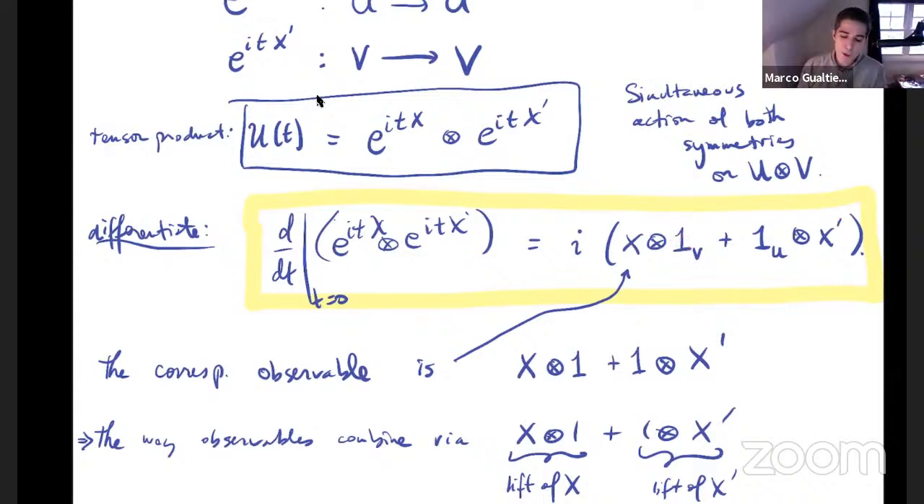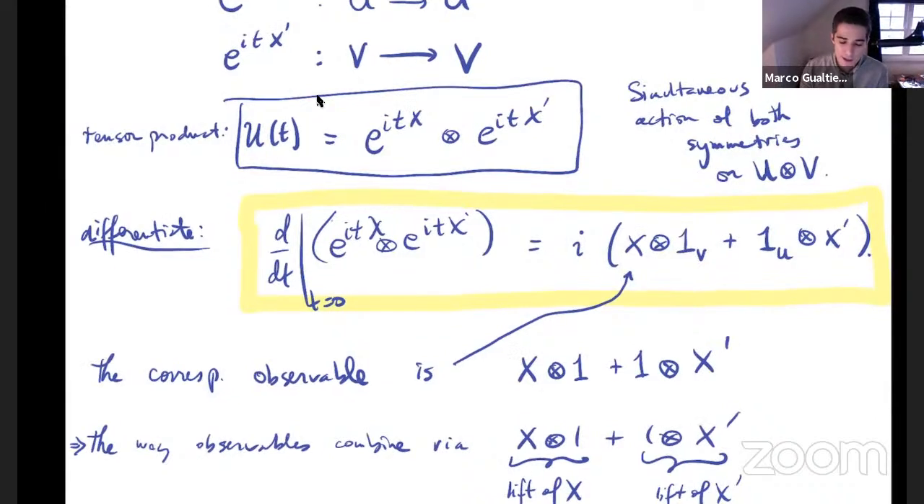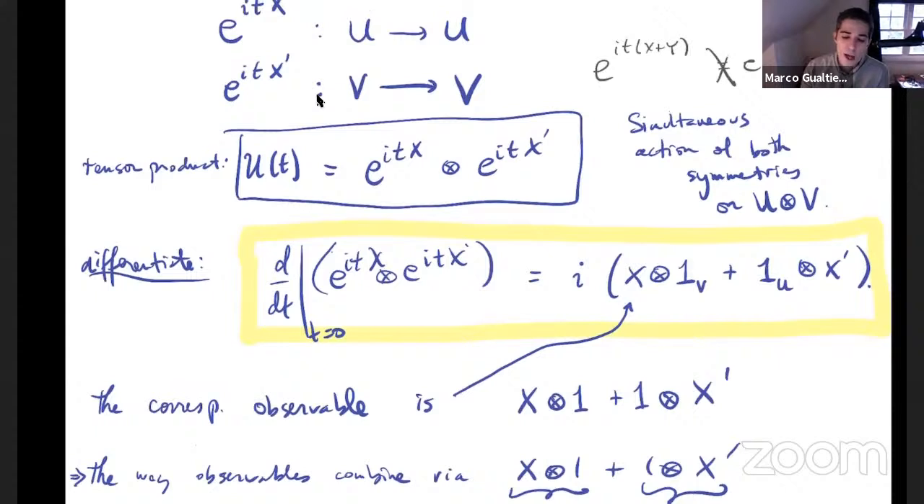Because x prime commutes with the identity, and x commutes with this identity, these two operators will commute. So when you exponentiate this, you get the product of the exponential of this with the exponential of this. This equation might look weird if you compare it with e to the i t (x plus y) equals e to the i t x times e to the i t y. That is just not true for matrices in general. But if x and y commute, then it will be true, and you get an independent action of e to the x and of e to the y.